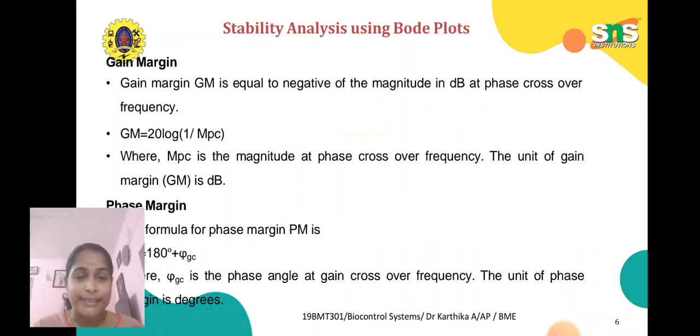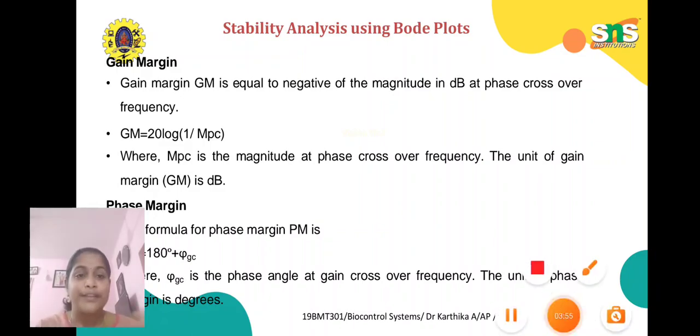First, gain margin. Here the gain margin GM is equal to the negative of the magnitude in dB at phase crossover frequency. GM equals 20 log of 1 by Mpc, where Mpc is the magnitude at phase crossover frequency. The unit of gain margin is dB. And what is this phase margin? Formula for phase margin PM is equal to 180 degree plus phi gc. Here phi gc is the phase angle at gain crossover frequency. The unit of phase margin is degrees.